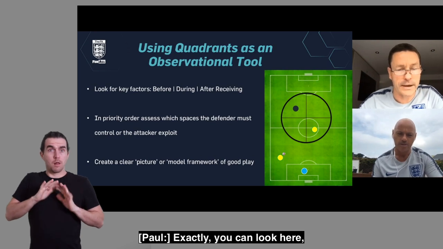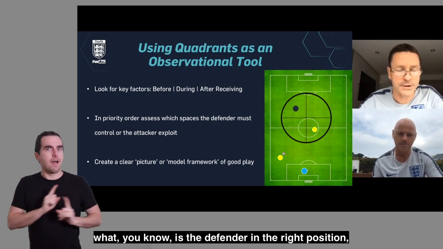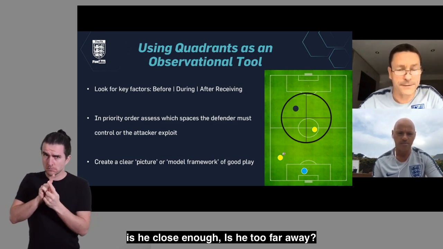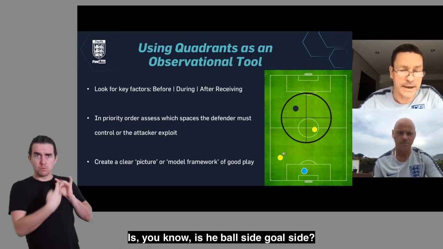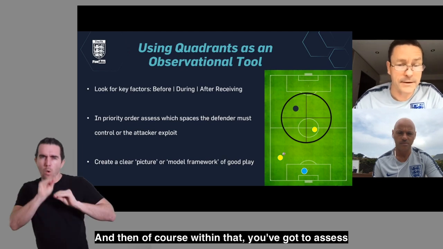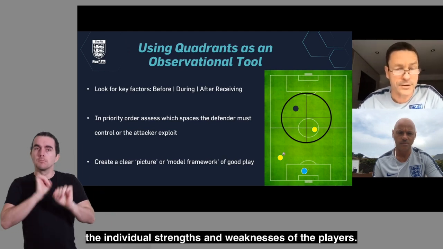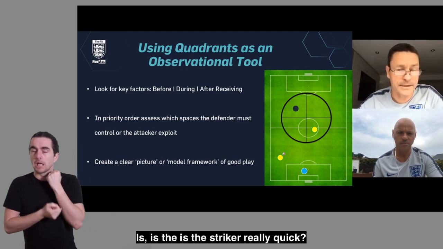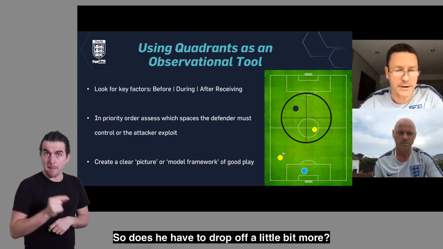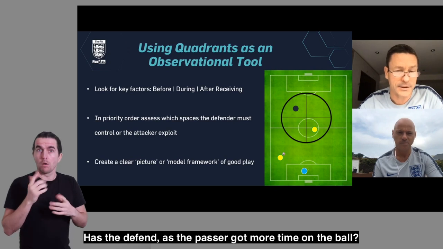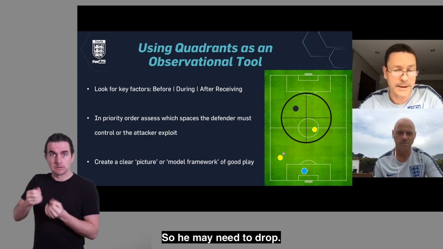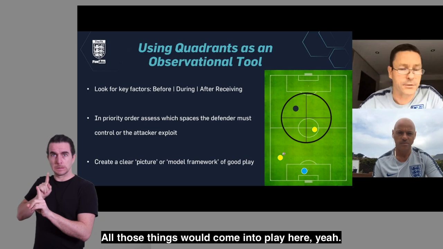Exactly. You can look here: is the defender in the right position? Is he close enough? Is he too far away? Is he ball side, goal side? And then, of course, within that, you've got to assess the individual strengths and weaknesses of the players. Is the striker really quick, so does he have to drop off a little bit more? Has the passer got more time on the ball, so he may need to drop? All those things would come into play here.